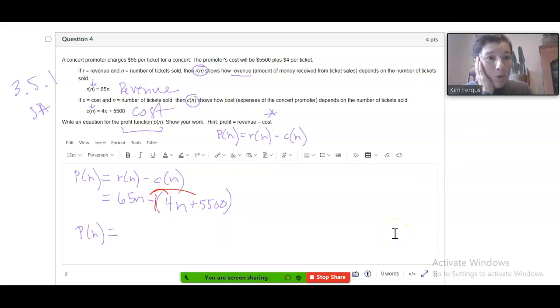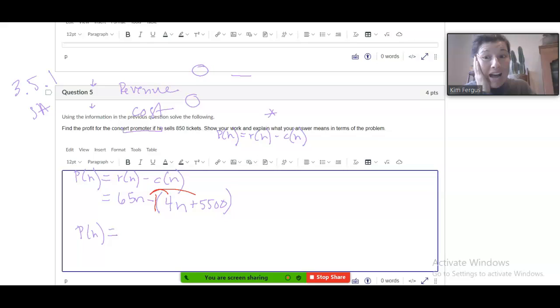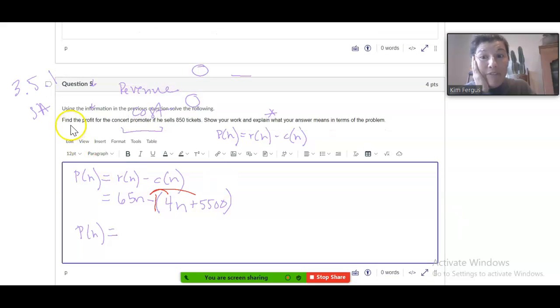Okay, once you have question 4 done and you have your profit function written, then you're able to do question 5. Find the profit. So you're going to evaluate your profit function if N equals 850. So we want to see your work there. Make sure that you write N equals 850, and you're going to show that you're substituting it into your profit function that you got on number 4. So the trick of this is showing your work and writing with function notation.